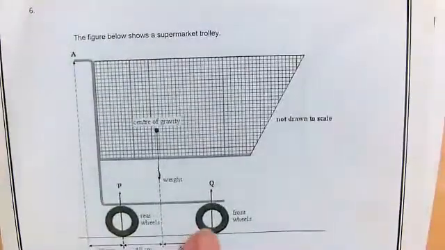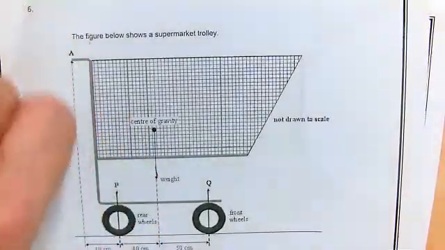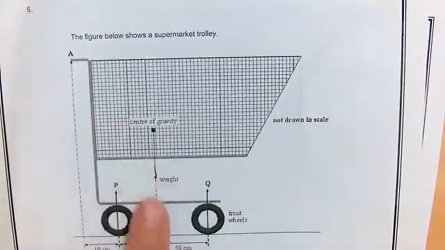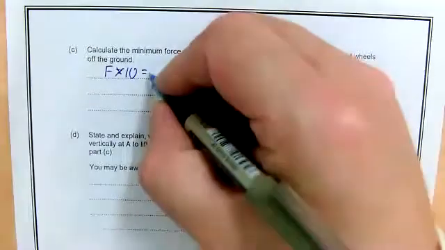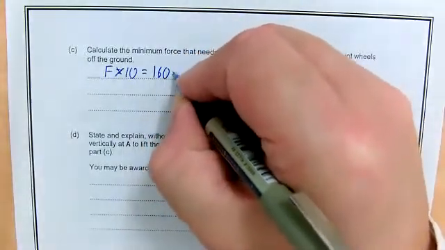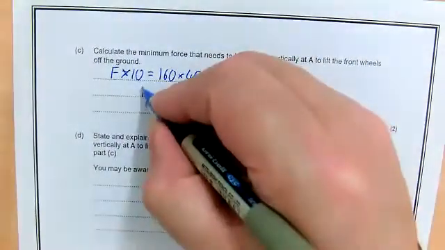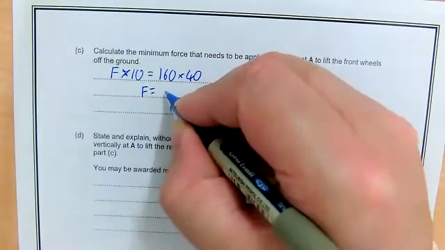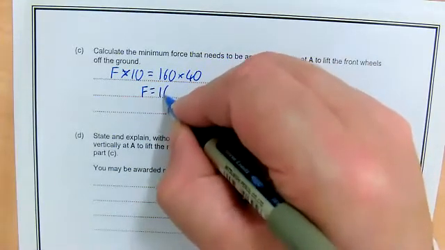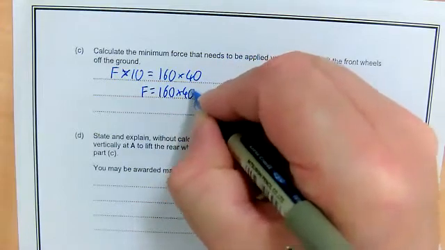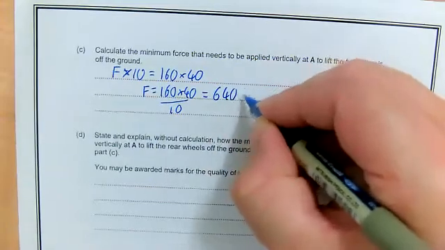Well, if the wheels are off the ground, Q isn't providing a force anymore. So if that's the case, you're applying a force downwards. The upwards force is going to be from the center of mass. So that's 40 centimeters away. So that's 160 newtons multiplied by 40, which means the force is going to be 160 times 40 over 10, which is 640 newtons.